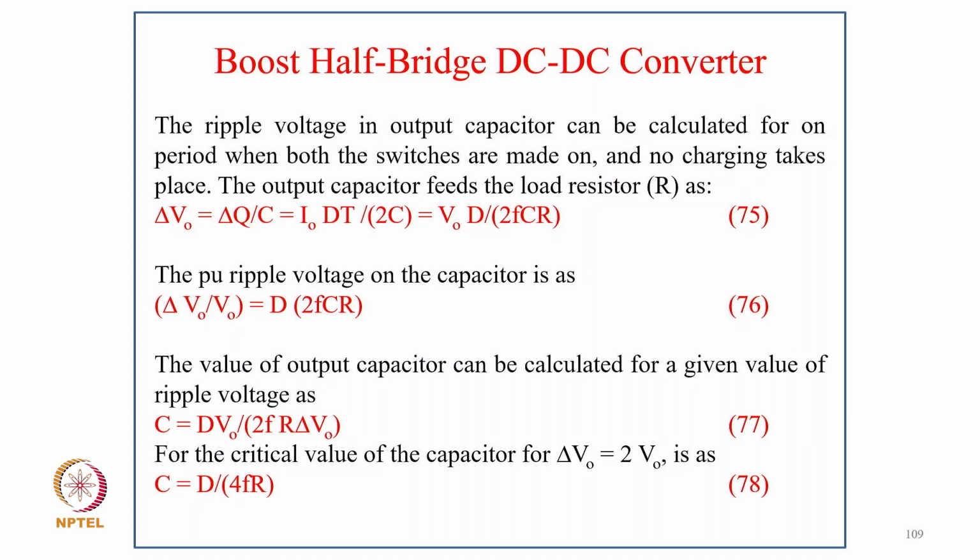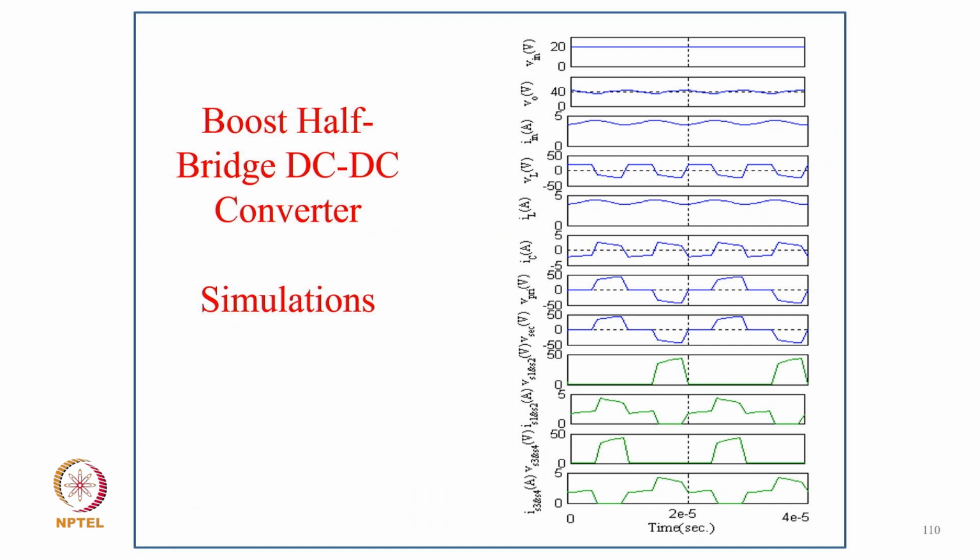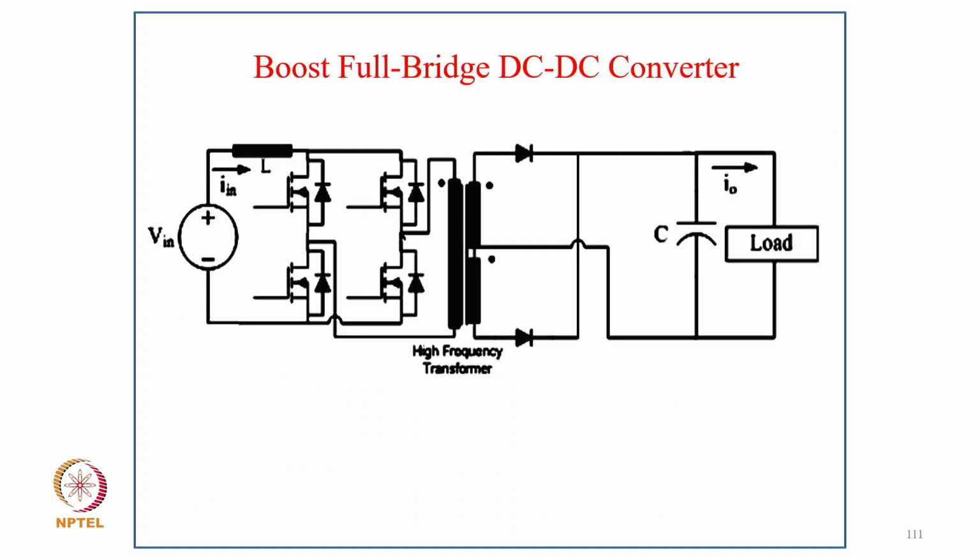The value of output capacitor can be calculated for a given value of ripple, C equal to D V0 upon 2 FR delta V, and for the critical value of capacitor, delta V equal to 2V0, that is C equal to D upon 2 FR. And these are the typical simulated waveforms for boost half bridge converters from the simulation.